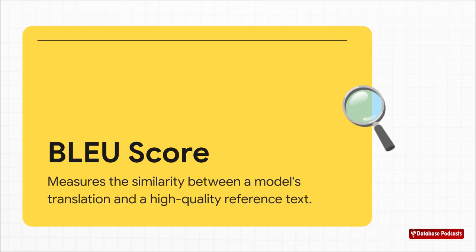Now, if you're in the world of machine translation, your best friend is the BLEU score. This metric compares your model's translation to one done by a professional human translator. The closer your model gets to the human version in wording and phrasing, the higher its BLEU score.